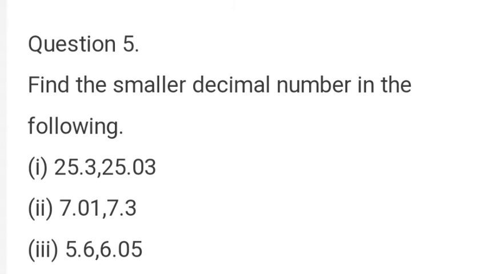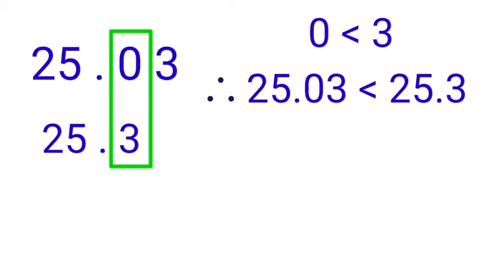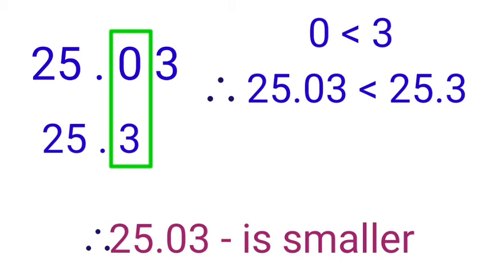Question number 5. Find the smaller decimal number in the following. Subdivision 1. The whole number parts of both the numbers are equal. Therefore, comparing the digits at the tenth place, we get 0 less than 3. Therefore, 25.03 is less than 25.3. From this we can say that the smaller number is 25.03.